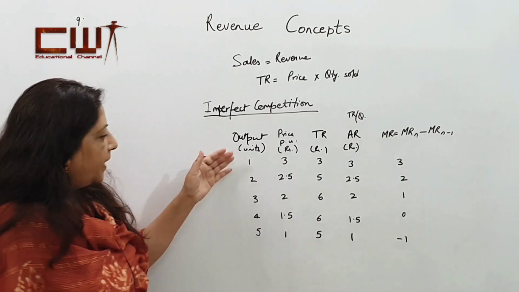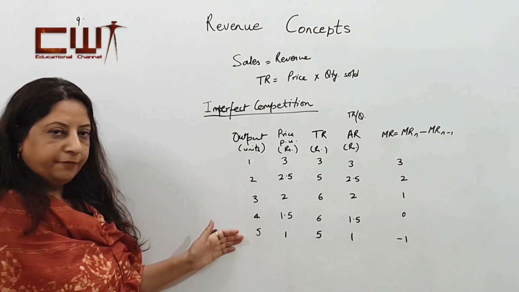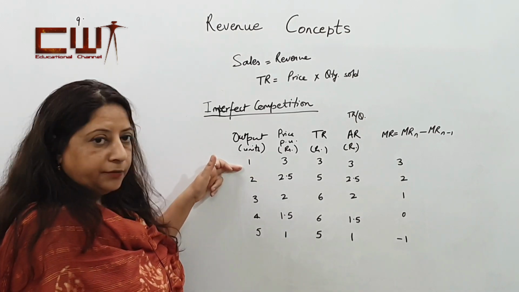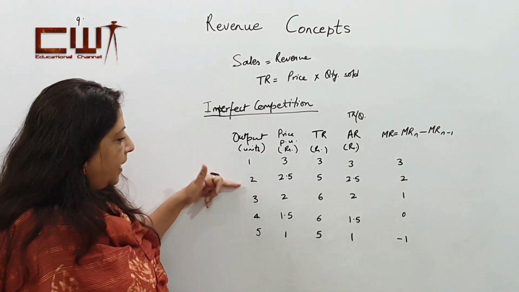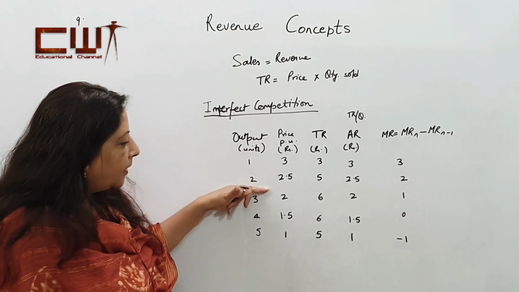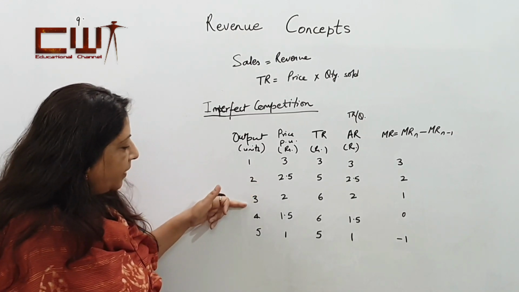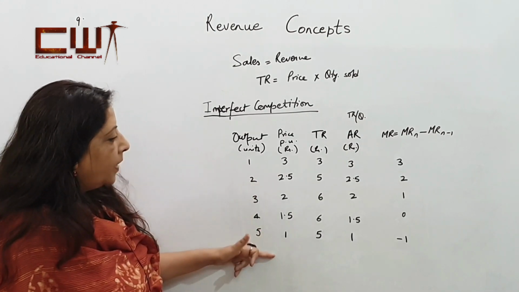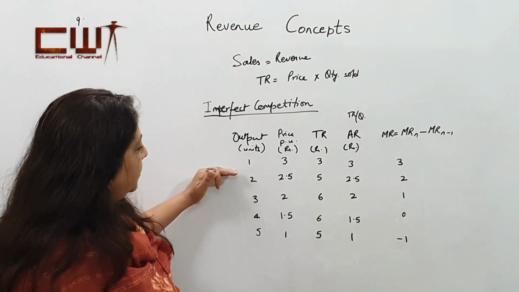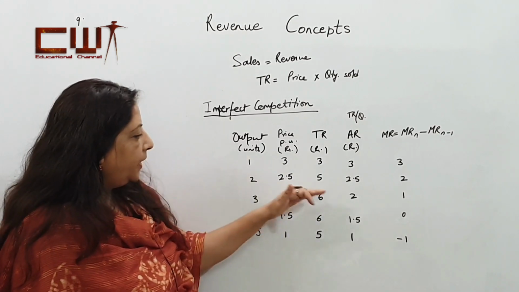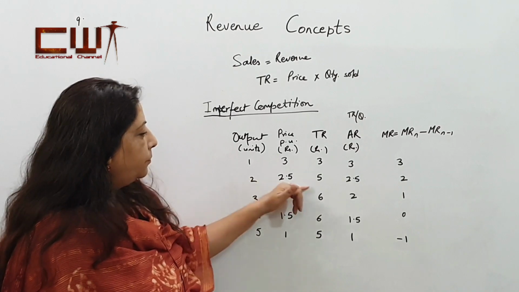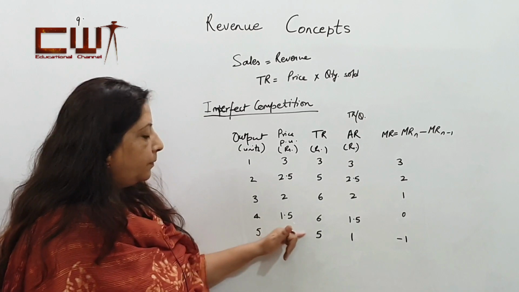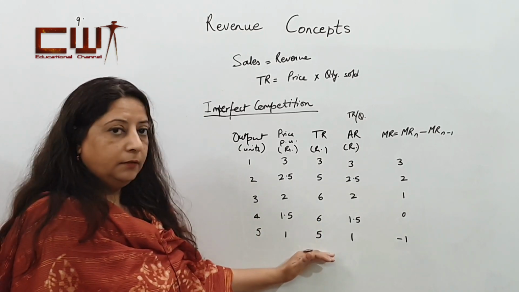Now in this case, we have shown the output from 1 to 5, the number of units. The price per unit, when we are selling 1 unit, the price is 3. When we are selling 2 units, the price is reduced a little bit to 2.5. And when we are selling 3 units, the price is reduced further to rupees 2, and so on. The total revenue in this case becomes, for the first unit it is 3, then it becomes 2.5 into 2, which is 5, and then 2 into 3 is 6, 1.5 into 4 again 6, and 1 into 5 is 5.